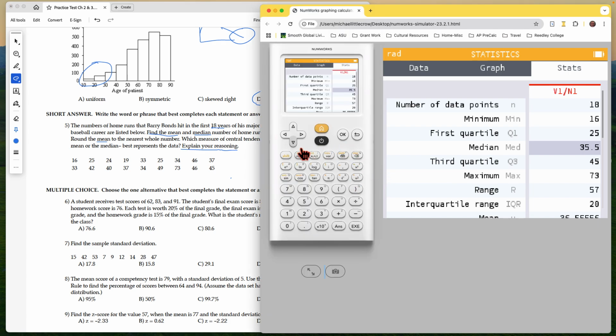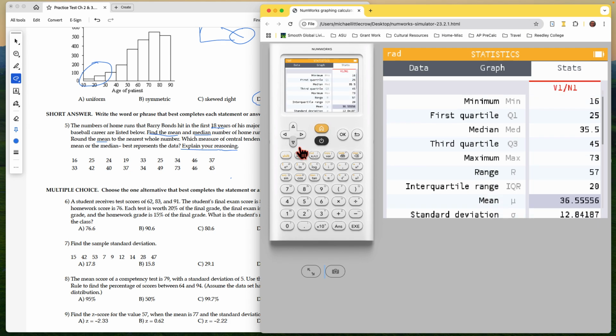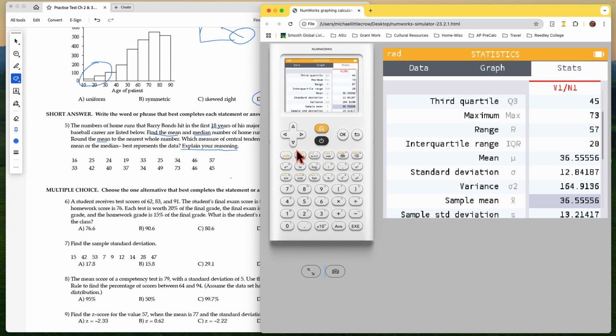Okay, and then where are we? We're looking for the mean. And this is the population mean. However, notice the sample mean and population mean are the same because the calculation is done the same way. And they want us to round to the nearest whole number. So 36 with the 5 next to it becomes a 37.